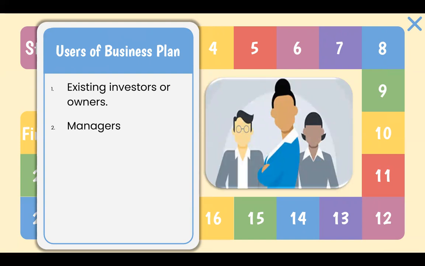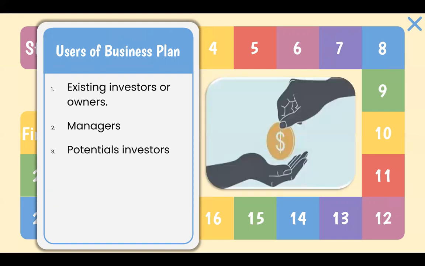Number two, managers. Business plans guide the managers in their day-to-day supervision of the business. This will help them avoid risks and dangers. In the management of the business, this will guide them in supervising their employees. Number three, potential investors. Prospective investors depend on a business plan as to whether they will invest in the business or not. It also tells them what to expect from the business by informing them where it is heading to.